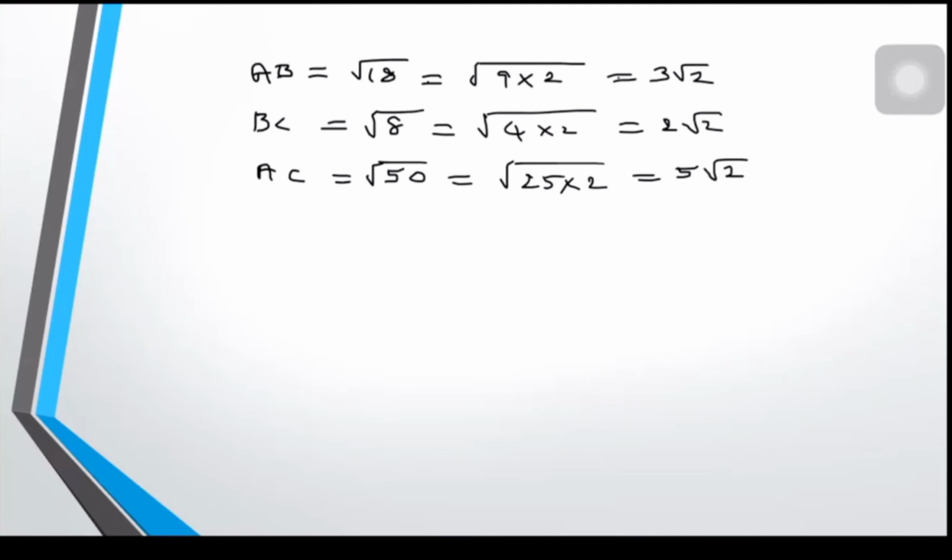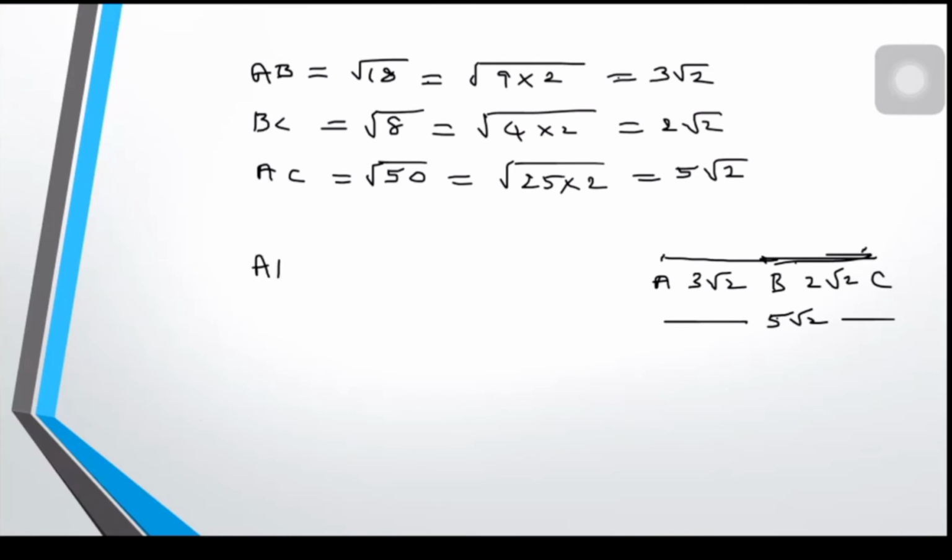We know if points A, B, C are on the same line, then the given points are collinear. Here AB distance is 3 root 2, BC distance is 2 root 2. So total distance 3 plus 2, 5 root 2. So the given points are said to be collinear, since AB plus BC is equal to AC. Then the given points are collinear.